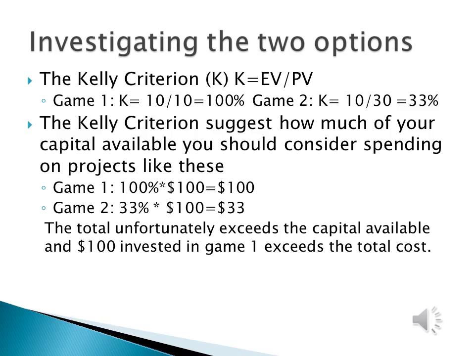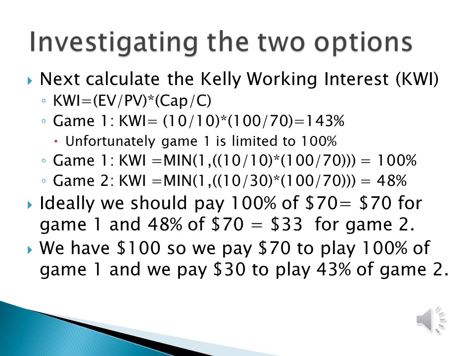Now, unfortunately, the amount we invest cannot exceed the cost, so we have to adjust those numbers relative to the costs. So now that we've calculated the Kelly criteria, we need to adjust them so that they're appropriate relative to the cost of each venture. I'm going to call this proposed Kelly working interest, or the percent of the project you should consider doing. Now, with regard to game number 1, it says that we should take the expected value divided by the present value to calculate the Kelly criteria, and then simply multiply that times the capital available divided by the cost.